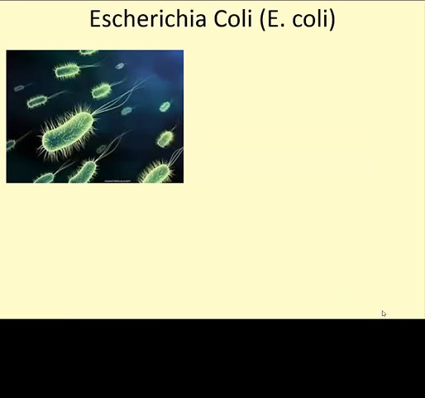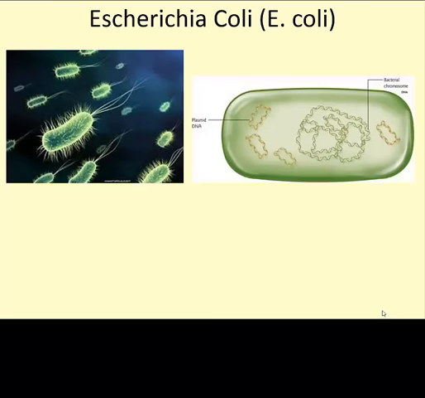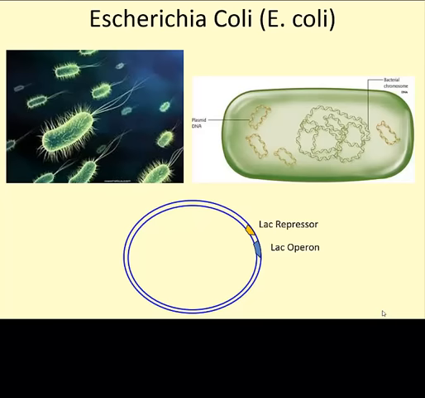Lactase and its regulation has been extensively studied in E. coli. E. coli is a common bacteria used in the laboratory and uses a series of genes, the lac operon, to metabolize lactose. E. coli has one chromosome and several plasmids as shown here on the top right. The single chromosome is actually circular and it contains two regions which include the lac operon and the lac repressor. Before we go into any more details, let's review gene expression in general.